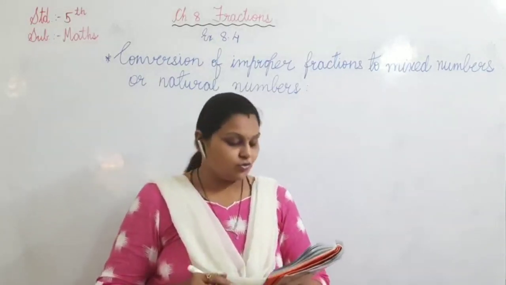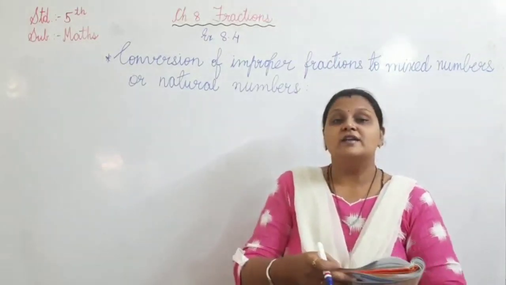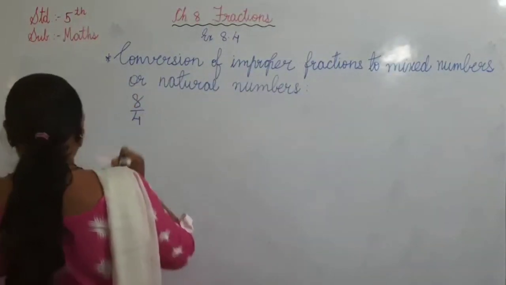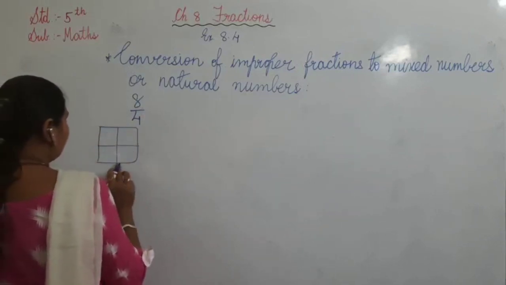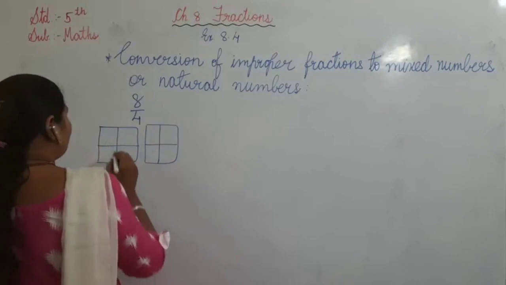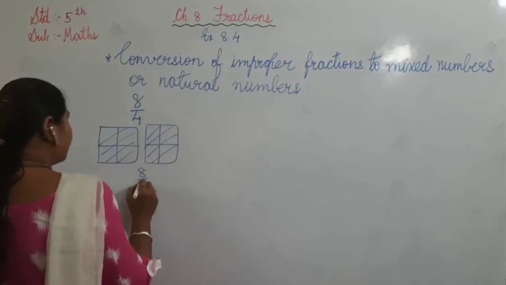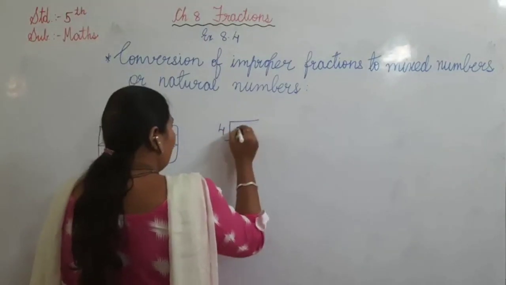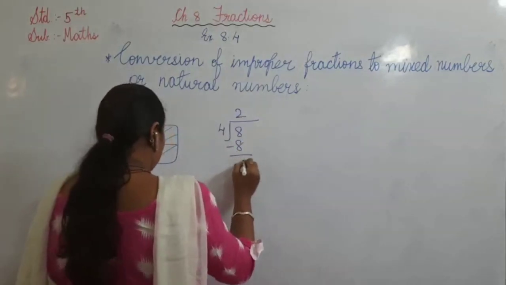Now we will understand through an example. Convert 8 upon 4 to a natural number. Now 8 upon 4 we have to convert into a natural number. How? Here suppose 2 squares are given, that is a figure given to you. 8 upon 4 means all parts of these squares are covered, that is called 8 upon 4. Now what do we have to do? We have to divide by the denominator. So we know 4 2s are 8, remainder 0.